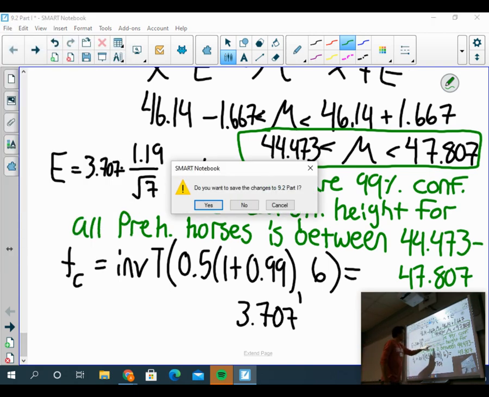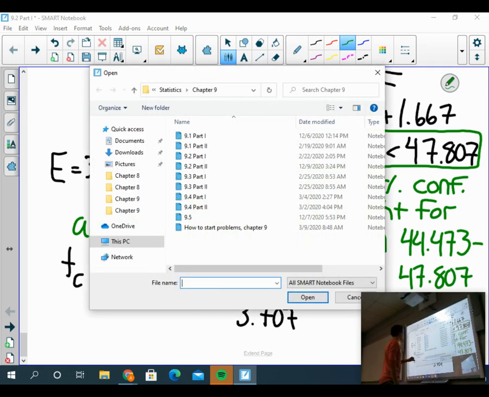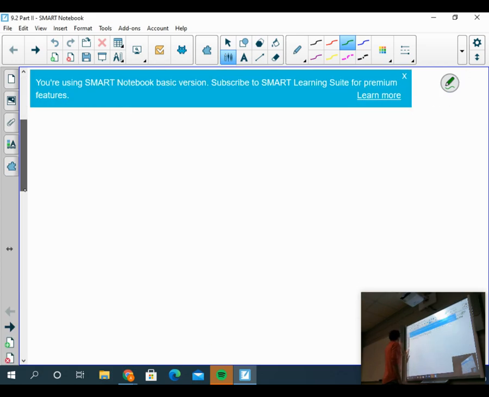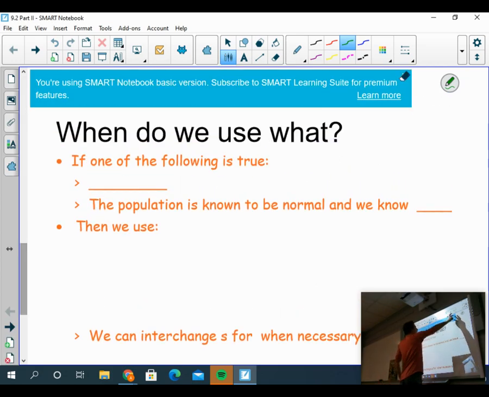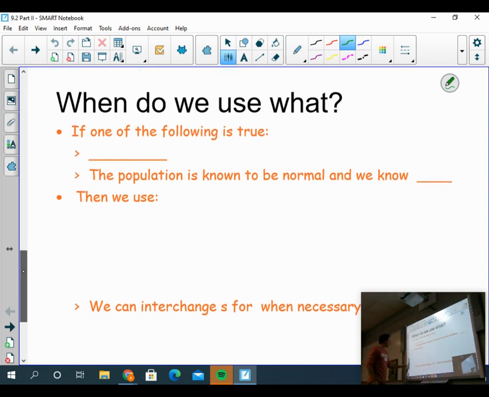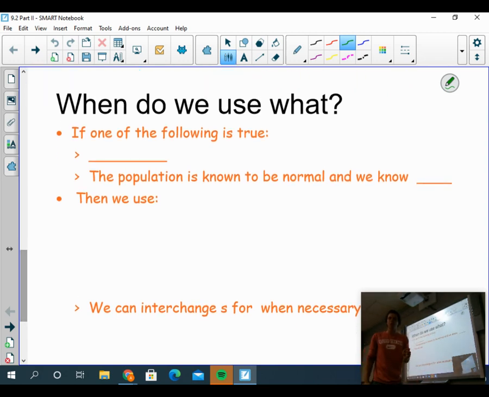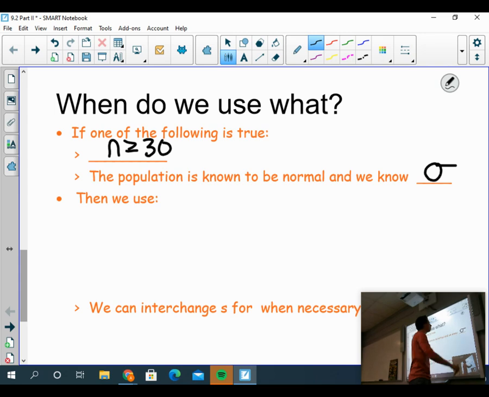So in general, now that we've got the theory and we've seen an example of how to do this, what we want to solidify is when do we use what? We have two different formulas for confidence intervals, both very similar in calculation, but slightly different. So let's shore up when we use what. If one of the following is true, this was 9.1: if our sample size is greater than 30, or the population is known to be normal and we know our population standard deviation, then we can use our confidence interval formula from 9.1.